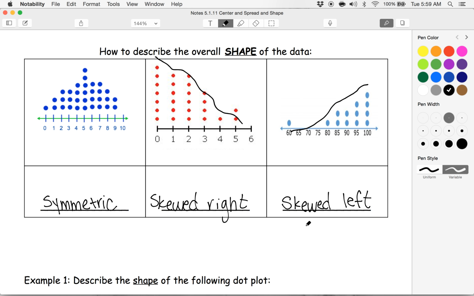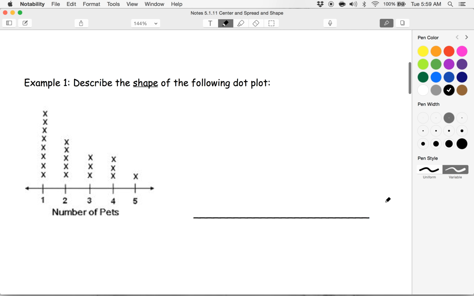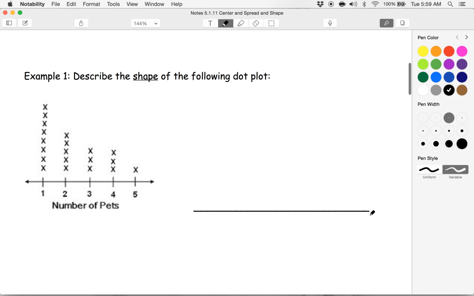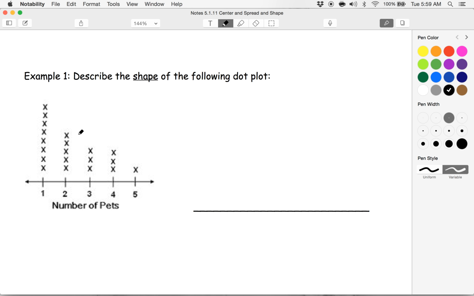So today we're going to be looking at a bunch of different pictures of this. We're going to have to be able to look at the dots and describe what shape we see. So here we go. Describe the shape of the following dot plot. So my first question is, does it look kind of like an even mountain in the middle? No, not really. Does it look like it's kind of sloping down one direction? Yeah, it seems like it's sloping down this way.